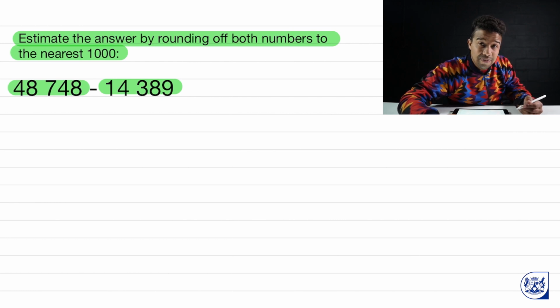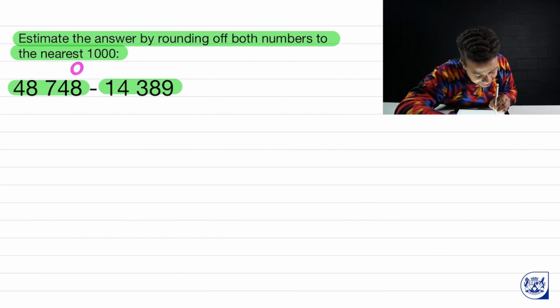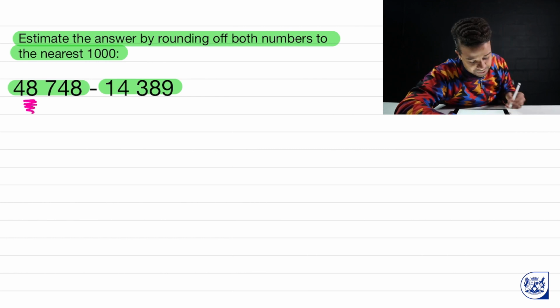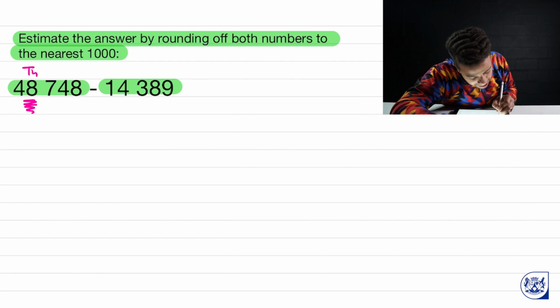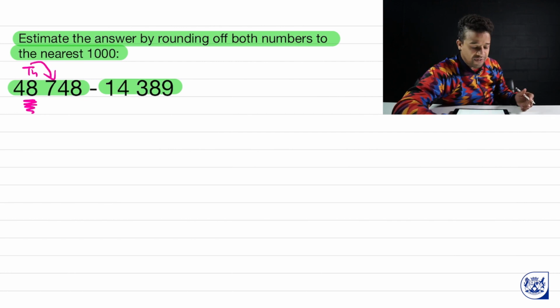So step 1, we have to locate the number in the 1,000 place. So the 8 is in the ones place, the 4 is in the tens place, the 7 is in the hundreds place and the 8 is in the thousand place, right? Now we have to look at the number next to it because that's step 2. And the number next to it is 7.